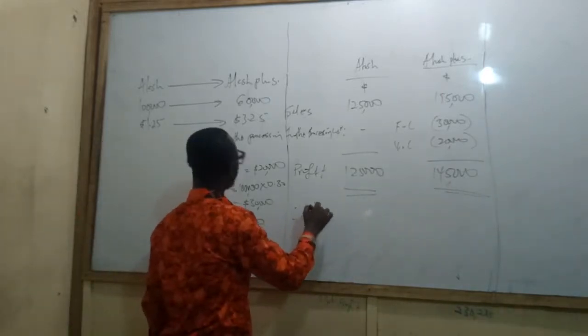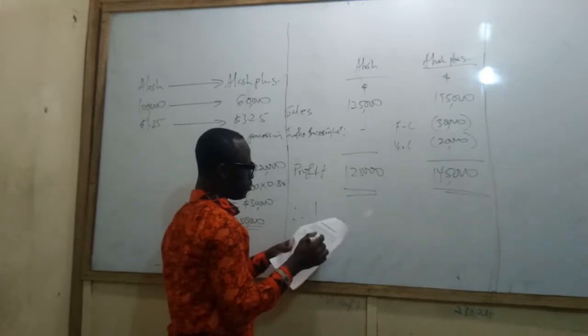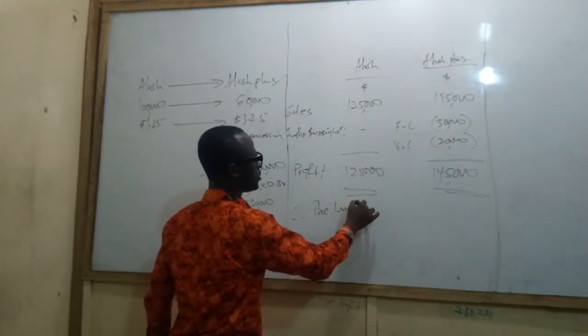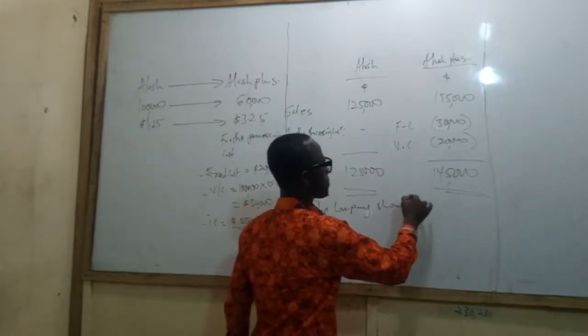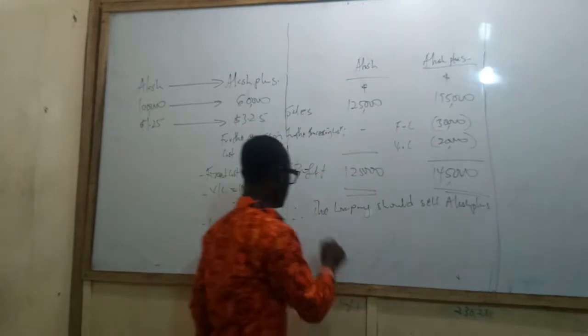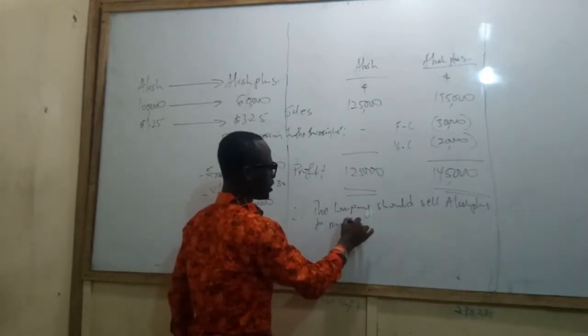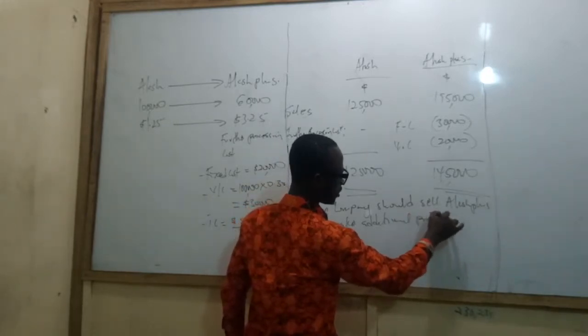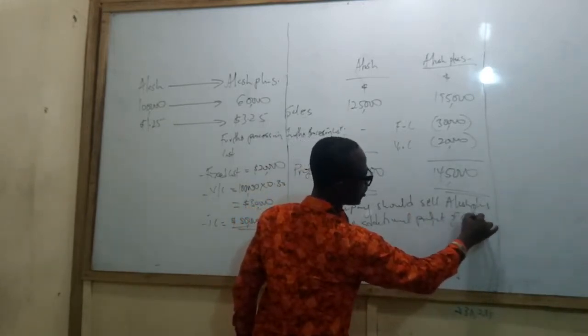Therefore, the company should sell Alash Plus to make an additional profit of $20,000.